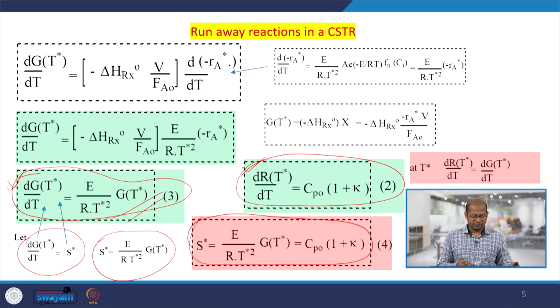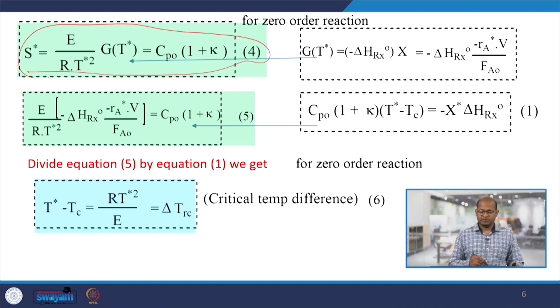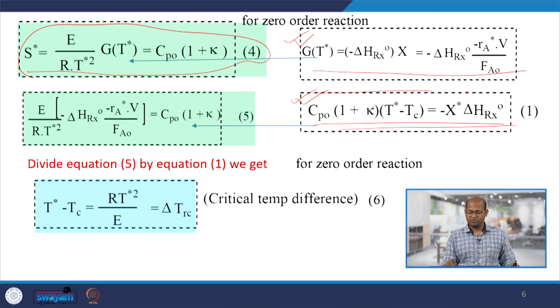Equation 4 we can also write from the energy balance equation that way. Here A star equals this, this is the equation. We can write G T equals this, which we have already discussed, and this is also the energy balance equation, equation 1, that we know. At the beginning we developed these equations from these equations basically.